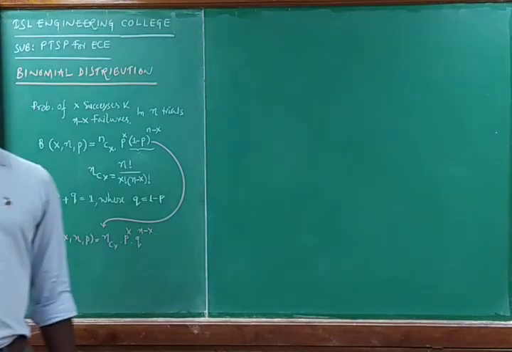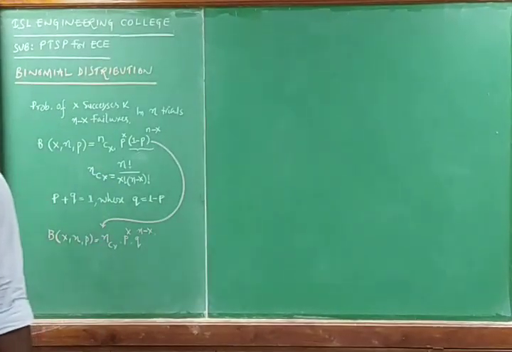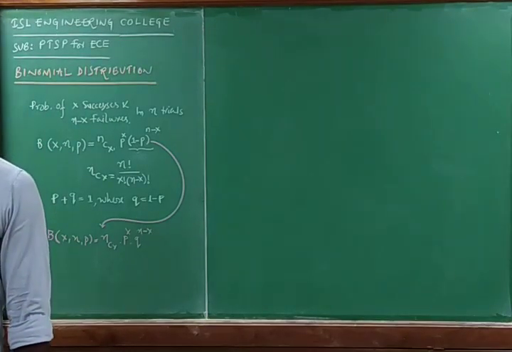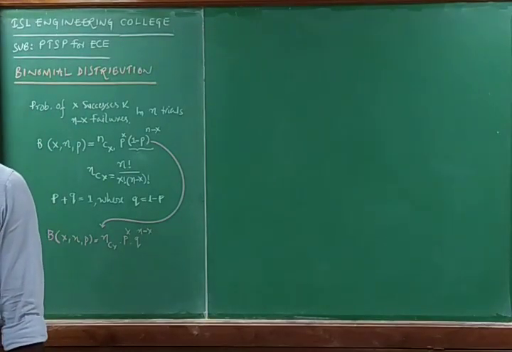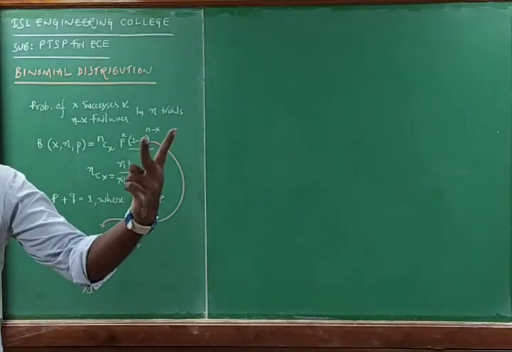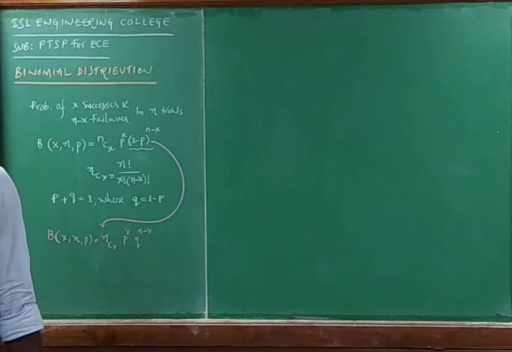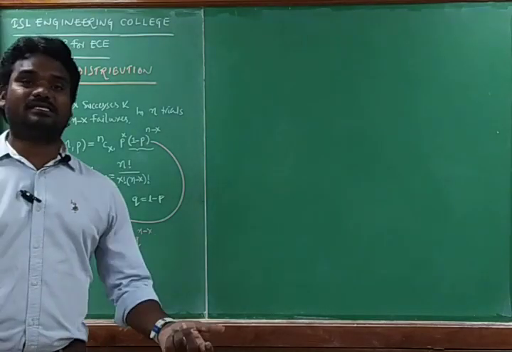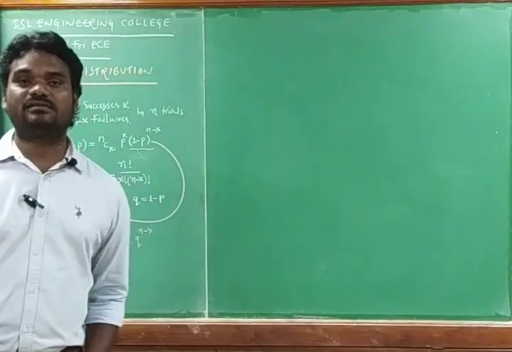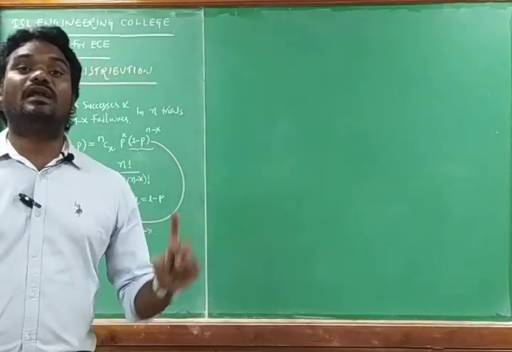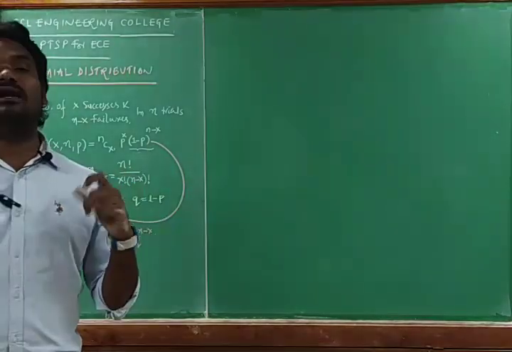First problem, I am reading the first problem. Two dice are thrown 5 times. If getting a doublet is a success, that means X they are defining. Success is X. When can we call it a success? If we get a doublet, it means what?